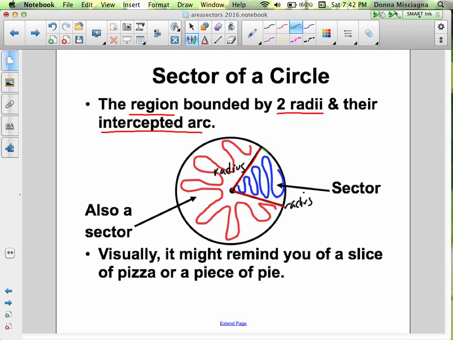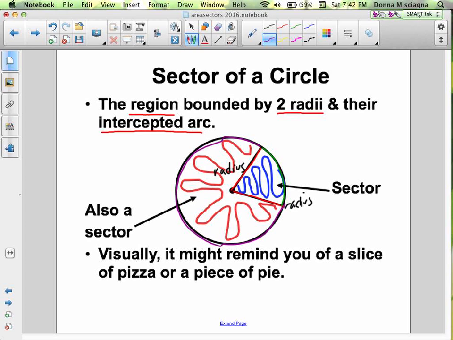And the intercepted arc. Right? So there's one, and here would be the other. I don't know how well I'm going to be able to draw this. Oh, a little glitch there, but not too bad, really. Well, both in the same spot.